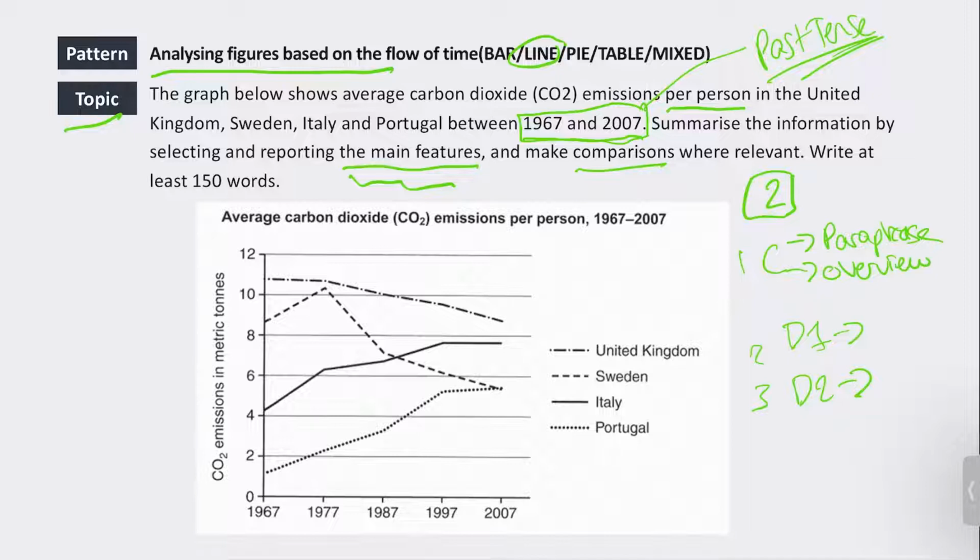So we've got average CO2 emissions per person in this time period. So it's over a 40-year time period. So you can think about how you'd paraphrase that: over 40 years, over 4 decades, because decades is 10 years.